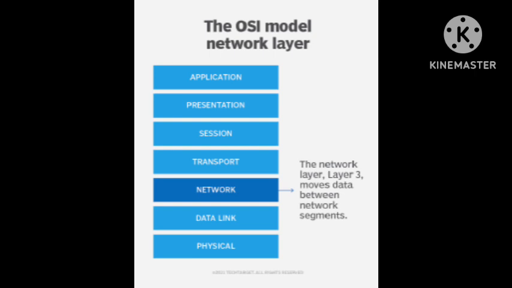Addressing. First, the network layer must provide a mechanism for addressing these end devices. If individual pieces of data are to be directed to an end device, the device must have a unique address.